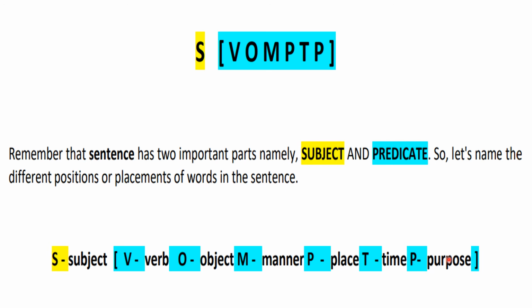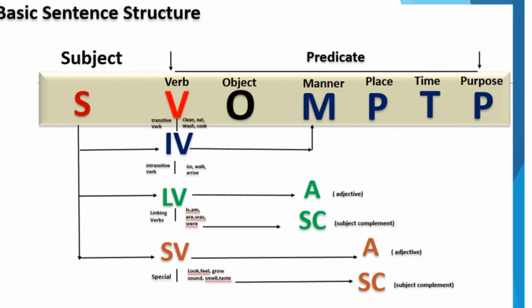Okay, remember those positions. What are the 7 positions of words in the sentence? We have 7: 1, 2, 3, 4, 5, 6, 7. Okay, there are 7 positions usually. If you want your sentence to be complete, use the 7 positions of words in the sentence: the subject, verb, object, manner, place, time, purpose. Okay, this is the basic sentence structure. As I have told you, the subject first, then verb, object, manner, place, time, purpose.